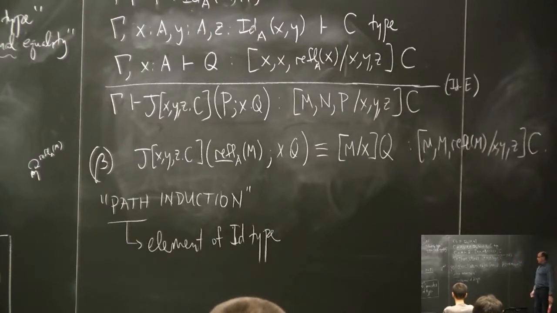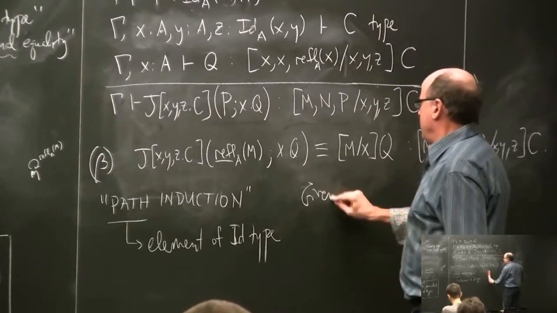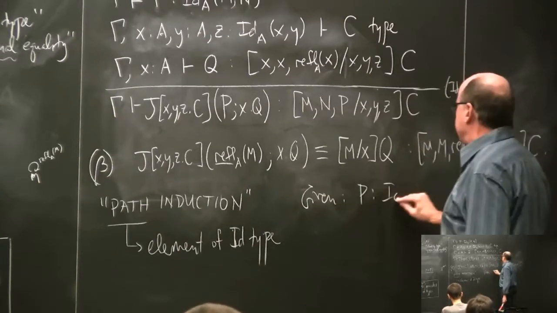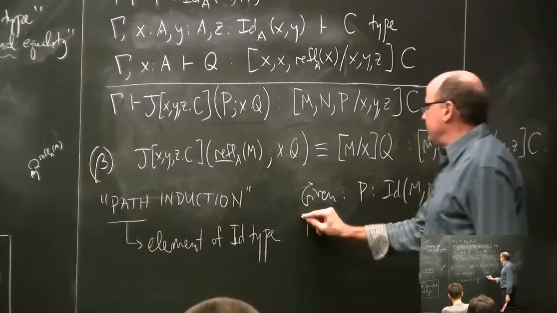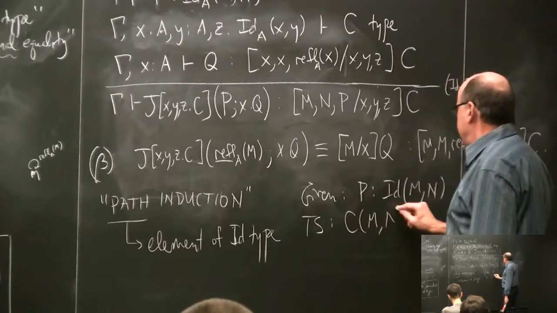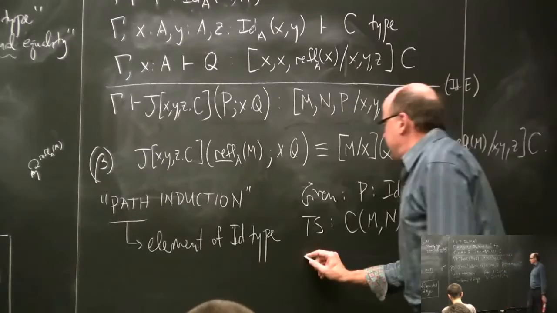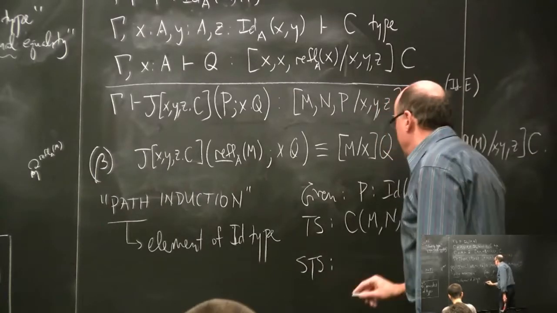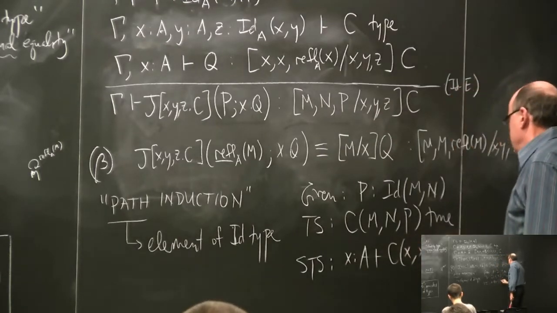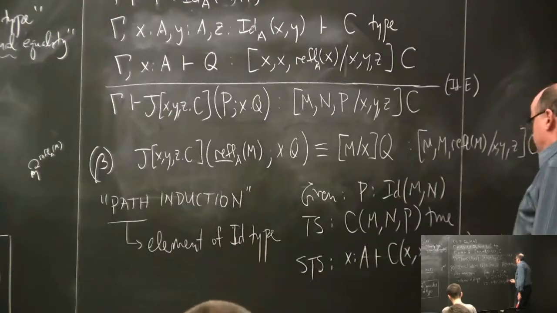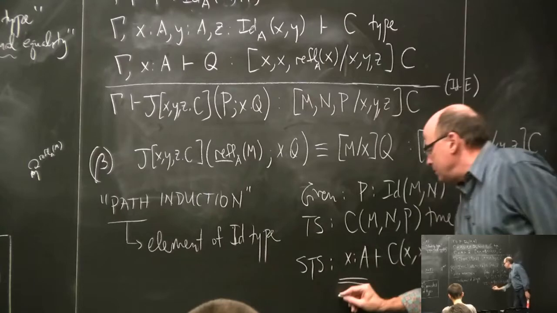Why is it called path induction? Because it's saying, if we're given P, an identification of M and N, and we want to show that C, M, N, P is true, if you read it as a logical thing, then what the rule is saying is it suffices to show generically in X that C, X, X, REFL is true. Generically in X.